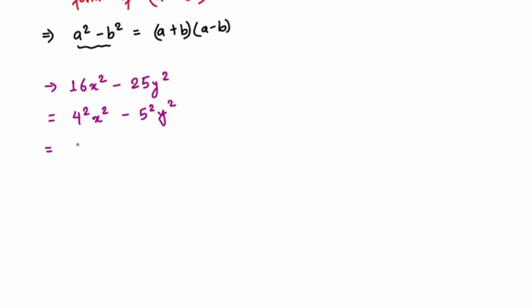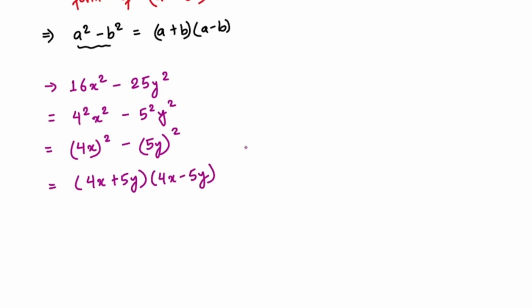So 4 square x square can be written as (4x) whole square, right? Minus 5 square y square is (5y) whole square, okay? And then we have a square minus b square. So (a plus b)(a minus b) is our formula. So we are going to write (4x plus 5y)(4x minus 5y). And then we have factorized this expression, okay? Let's look at another one.